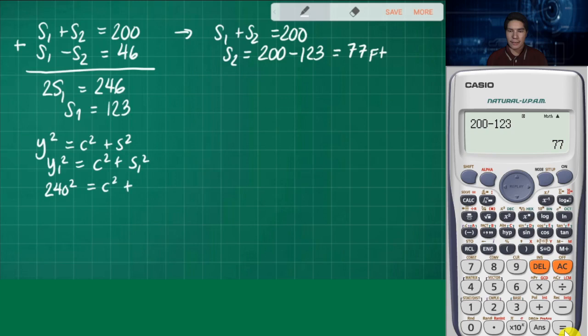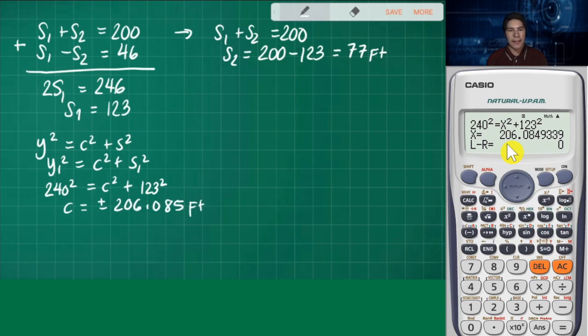So let's solve for the value of c. s of 1 is 123. So therefore c is the square root of 240 squared minus 123 squared. So we just need to shift solve that. We have negative 206 because it is quadratic, s squared, so we are expecting the positive value. So it gives plus or minus 206.085. So just take the positive value.